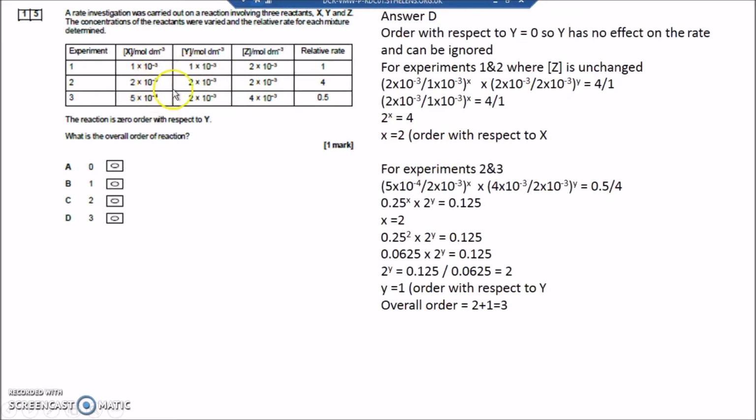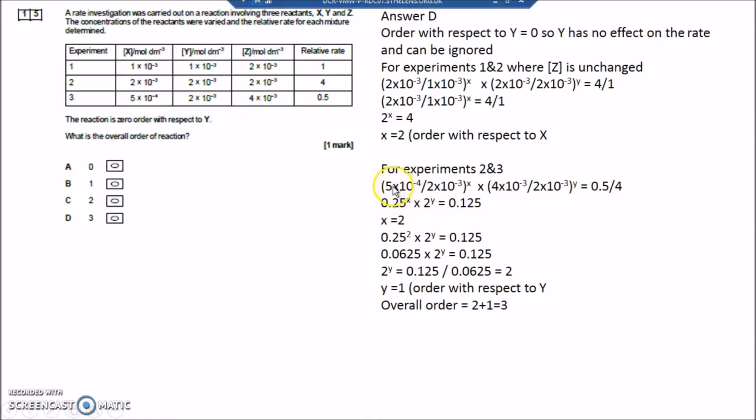Now we're going to look at the other two experiments, experiments 2 and 3. Nothing stayed the same apart from y, and we're ignoring that. So we're going to have to use these numbers, but we've got another piece of information now. We now know the order with respect to x is 2, so we can do that. For experiments 2 and 3, we take the 5 times 10 to the minus 4 divided by the 2 times 10 to the minus 3 raised to the power x, which we now know is 2, multiplied by 4 times 10 to the minus 3 divided by 2 times 10 to the minus 3 raised to the power y, where y is the order with respect to z, chemical z, equals 0.5 divided by 4.